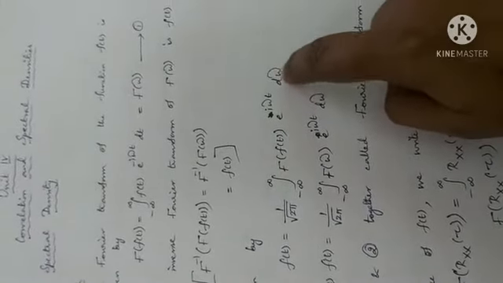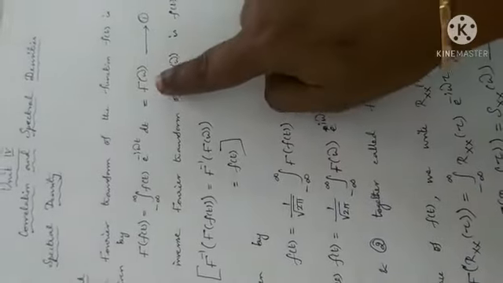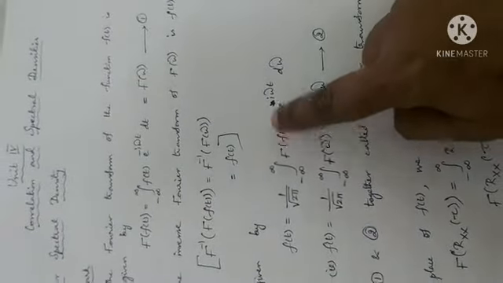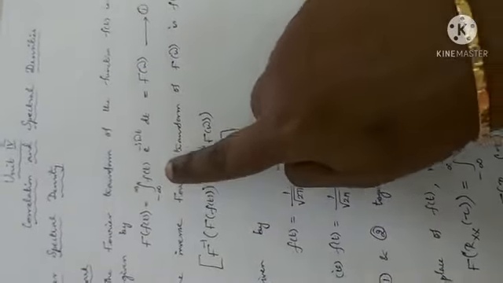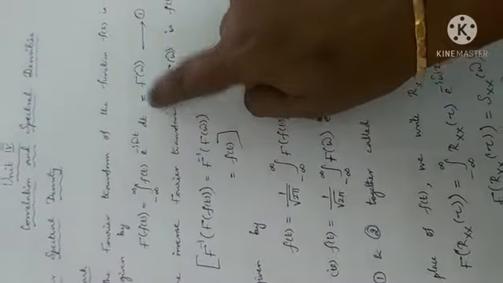Why do we write d omega here? Because this is a function of omega, so we integrate with respect to omega. The other is a function of t, so we integrate with respect to t. If you know these two, you are ready to define power spectral density.